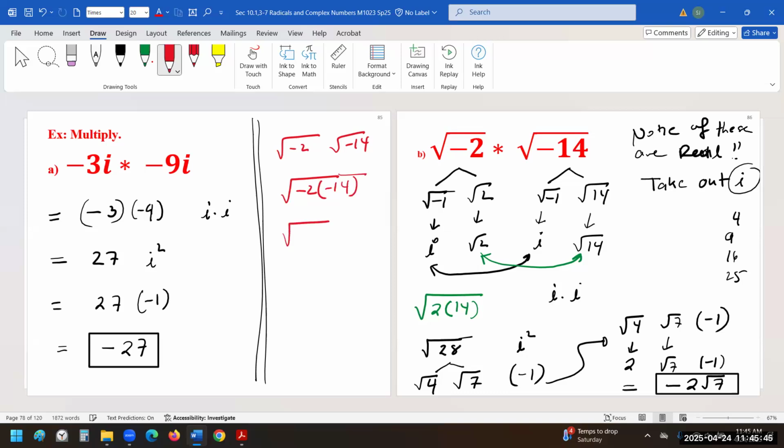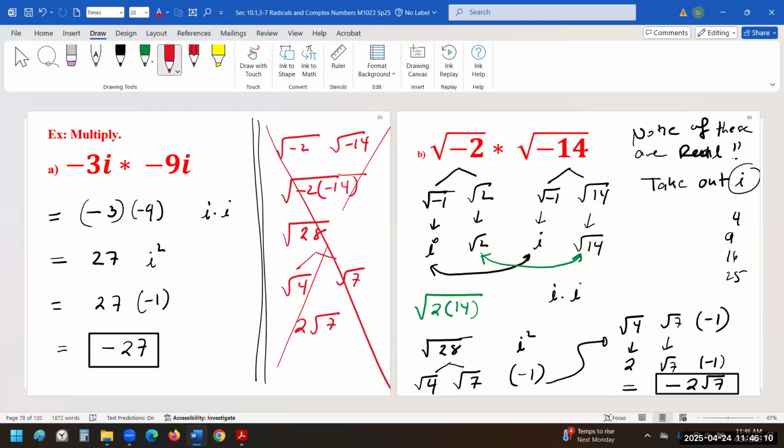What is -2 times -14? Positive 28, right? And this is square root of 4, square root of 7. So we get 2 square root of 7. Do you have the exact same answer? No. Definitely, this is wrong. So see, you get some result, but that's wrong.